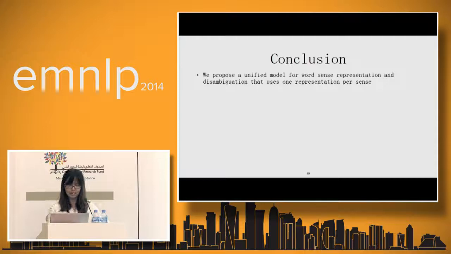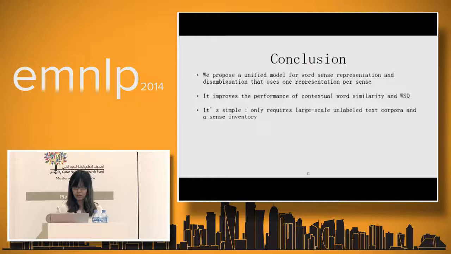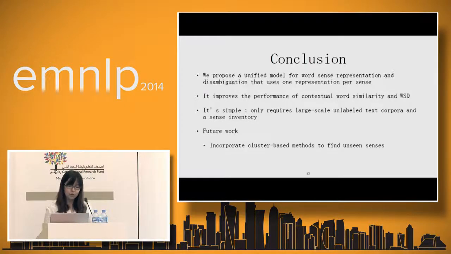Okay, in conclusion, they propose a unified model for word sense representation and disambiguation that uses one representation per sense. And the model improves the performance of contextual word similarity and 2 tasks for word sense disambiguation. The model is simple, only requiring large-scale unlabeled corpora and a sense inventory. And in future, they will try to incorporate cluster-based methods to find unseen senses, and they will exploit the semantic relations between senses, maybe from WordNet.